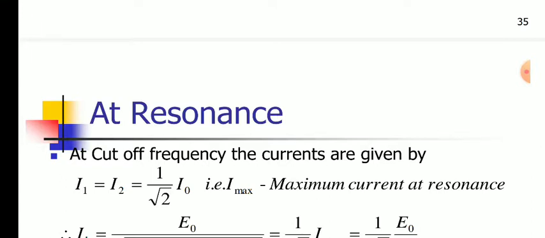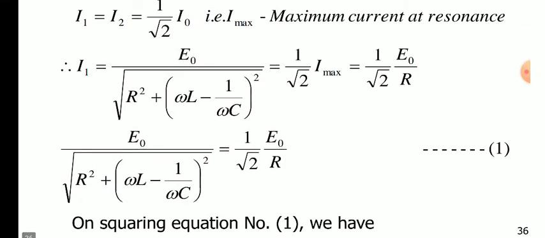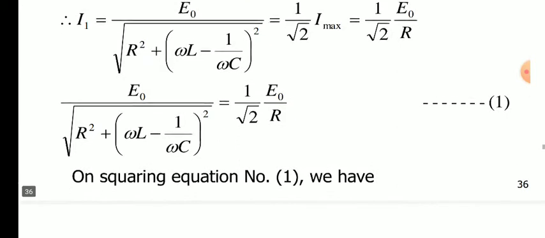At cutoff frequency, the currents are given by I1 equal to I2, that is equal to 1 by root 2 times I naught. So that is 1 by root 2 times I max, where I max is the maximum current at resonance. Therefore, I can write I1 is equal to E naught over square root of R square plus (omega L minus 1 over omega C) whole squared, and that is equal to 1 by root 2 times I maximum, that is equal to 1 by root 2 E naught by R. On equating these two equations, you get equation number 1.